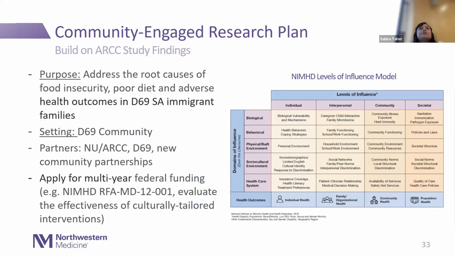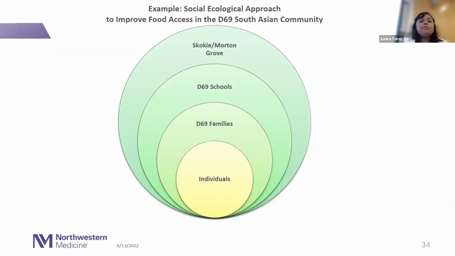The National Institute on Minority Health and Health Disparities has an RFA to evaluate the effectiveness of culturally tailored interventions. And really it's influenced by this model right here. You have multiple levels of influence, from the individual, interpersonal, community, to societal levels, in these different domains. And so this is an example of a socio-ecological approach that we may or may not utilize.